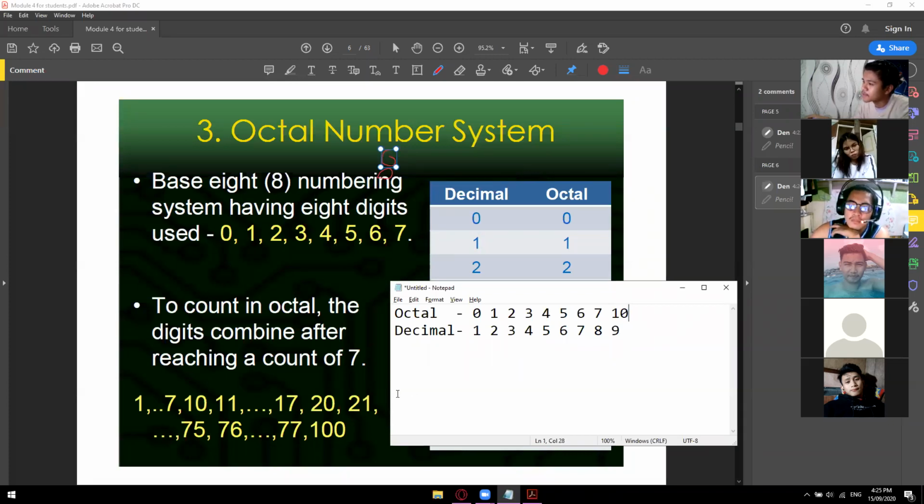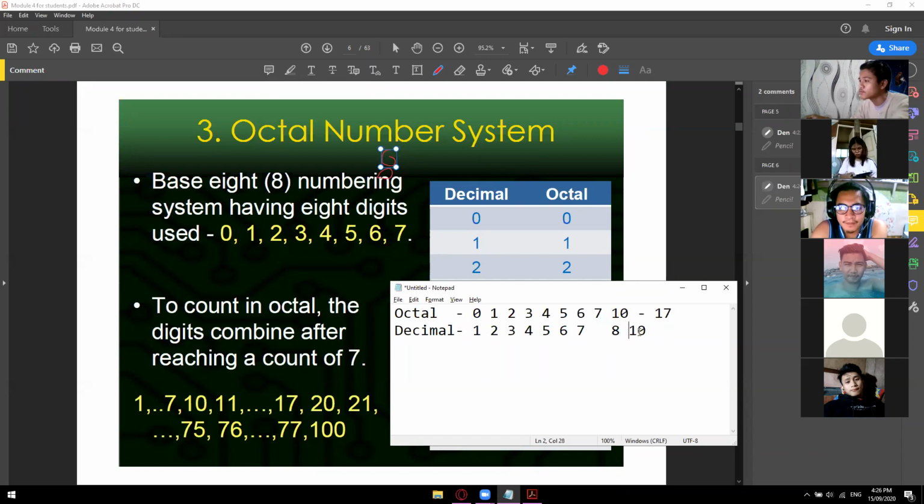Okay? Kapag meron kayong 11 sa decimal, 11 na to ngayon sa octal. And so on and so forth hanggang ma-reach nyo ulit yung 17. So 10 to 17. Ito na equivalent niya.